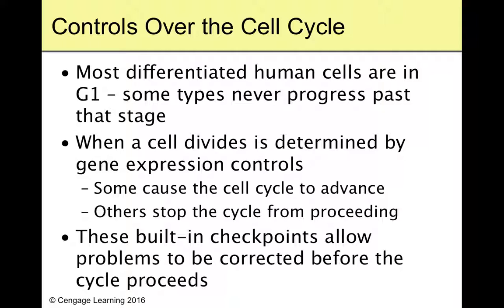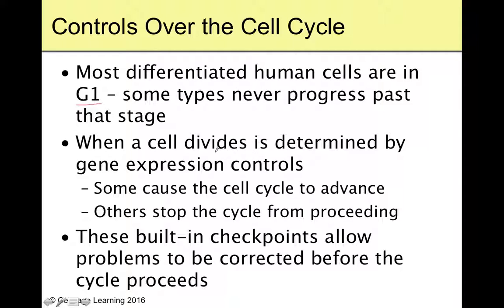We left off at how we're controlling the cell cycle, so let's jump back into it here. When we want to control a cell cycle, most of our differentiated human cells are in the G1 phase. Some types won't ever progress past that stage. They will just continue doing their job and be in a cell for the rest of your life.